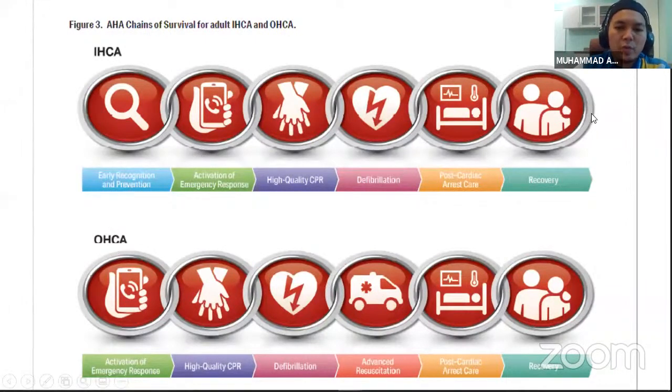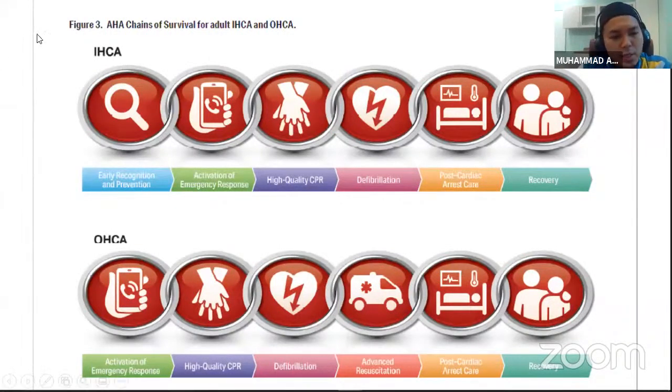Okay, so for us, intra-hospital, we as healthcare workers should be able to recognize early. Okay, we can't be the same as laypeople. Is this fainting? What is this? Look first, call people first, no, we can't. We are healthcare workers, just by looking we should know this is cardiac arrest. Okay, this is collapse.